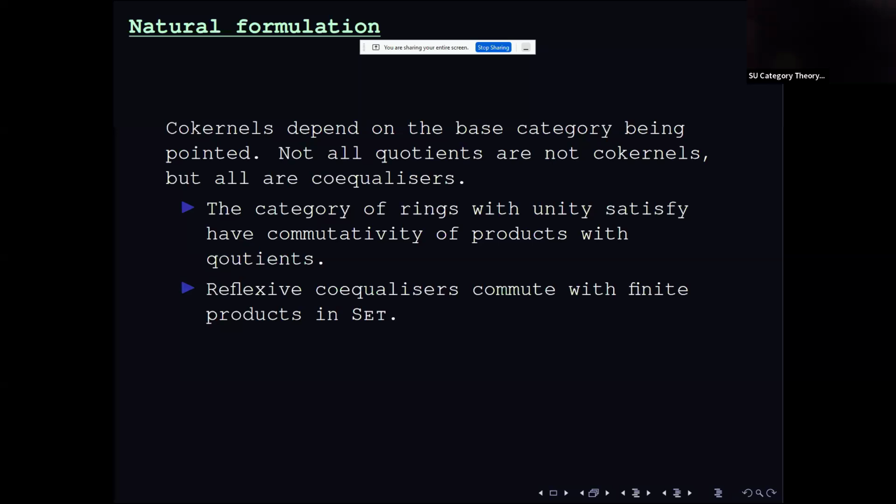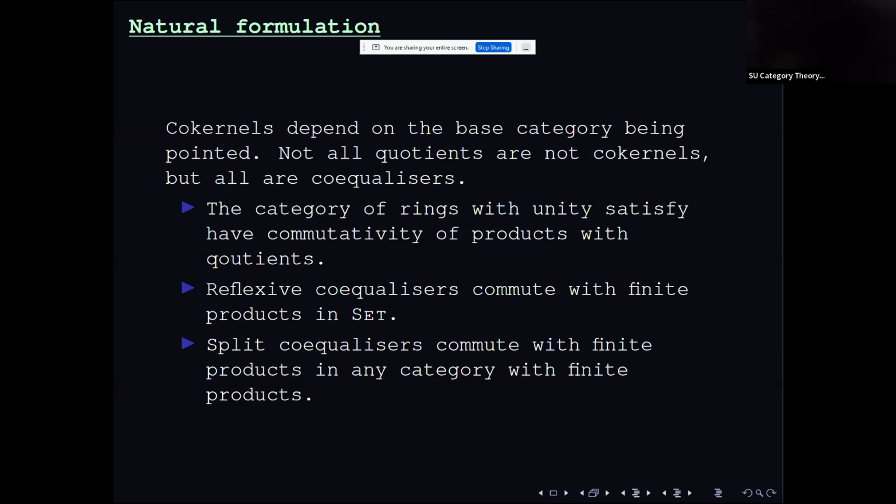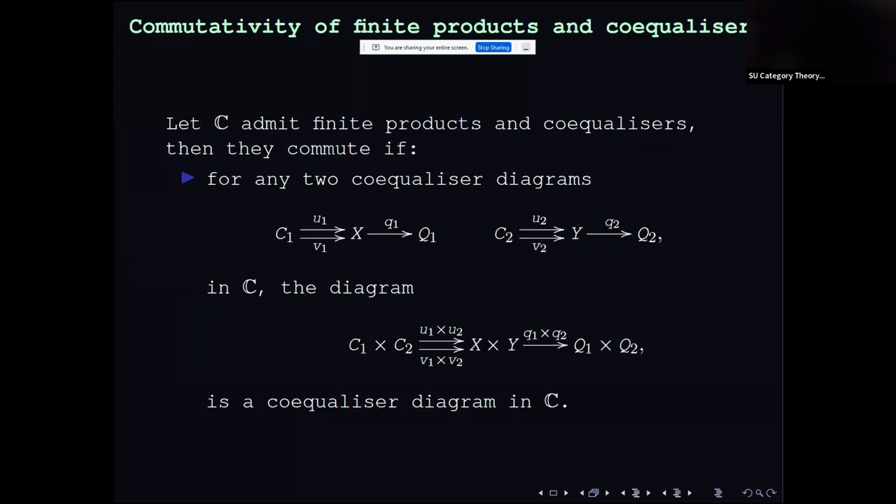And we also have commutativity of various co-equalizers in other kinds of categories. So for instance, in the category of sets, the well-known condition that reflexive co-equalizers commute with finite products in Set, in any variety actually. And even split co-equalizers, another kind of co-equalizer, commute with finite products in every category with finite products. And what's even more is that in each of the examples which I've mentioned, where we have the commutativity of co-kernels and finite products, what's responsible for that is actually that, in fact, all co-equalizers commute with co-kernels, at least in all of those examples.